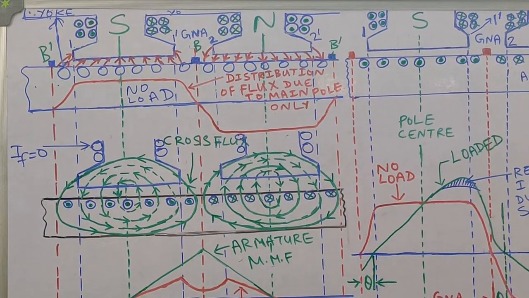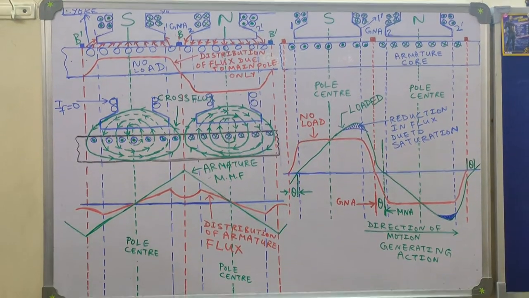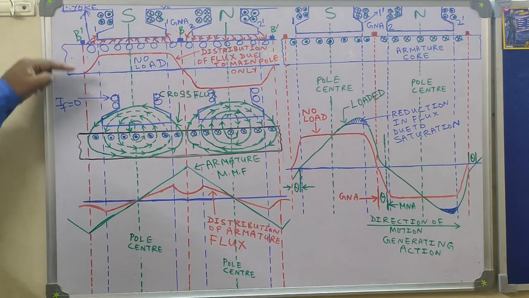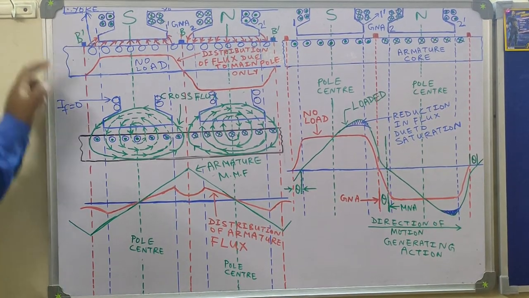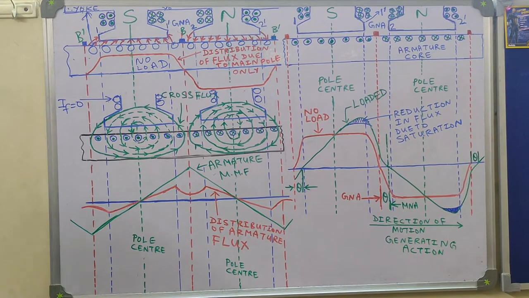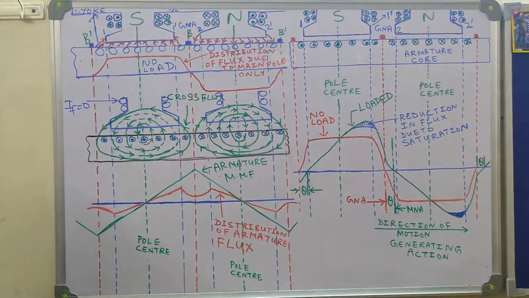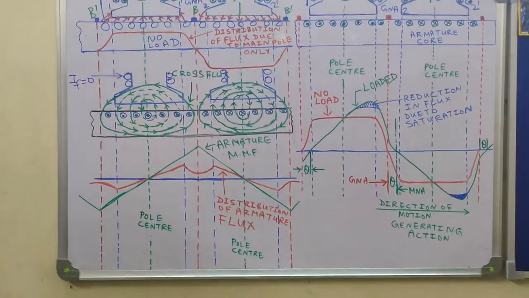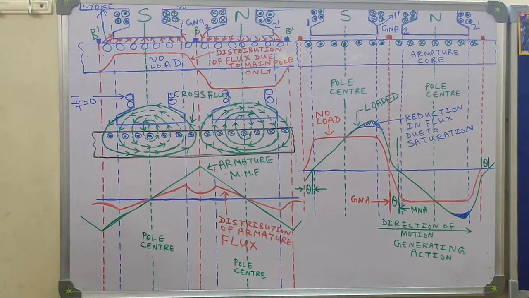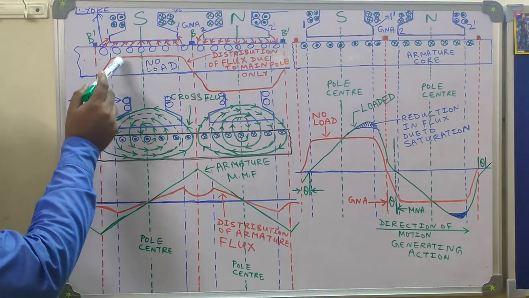So what can we conclude? You can again zoom in. So what can we conclude? That for generating action, there is a subtraction of armature flux and field flux at the leading pole tip, and there is an addition of armature flux and field flux at the trailing pole tip. So there is an addition at the trailing pole tip, there is a subtraction at the leading pole tip. Addition of what and subtraction of what? Addition of field flux and armature flux at the trailing pole tip, subtraction of field flux and armature flux at the leading pole tip. The same thing should happen with the value of flux also.